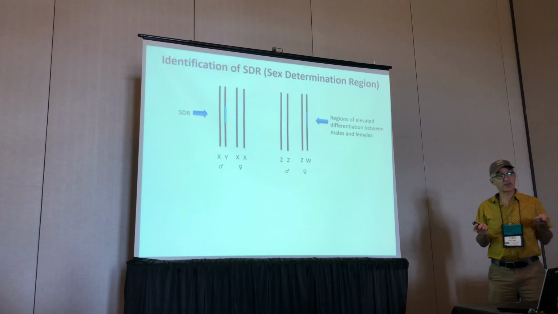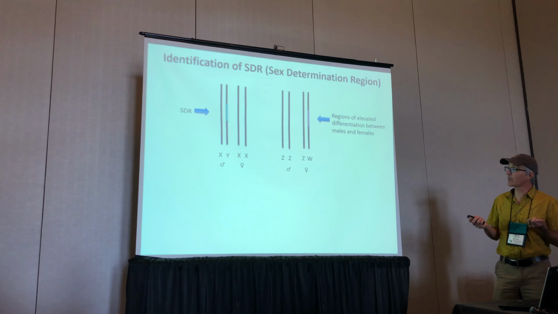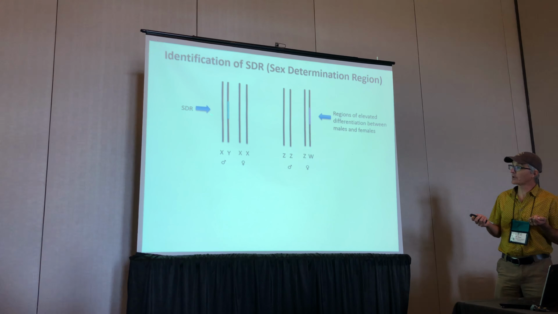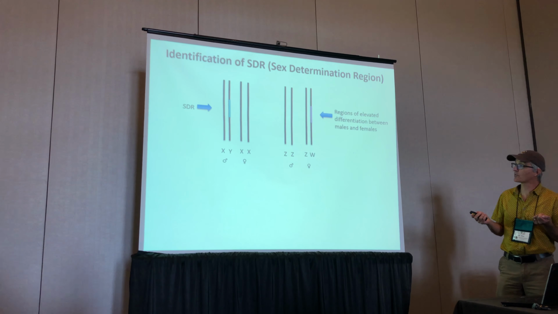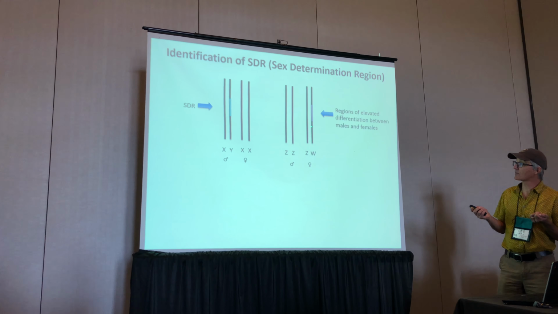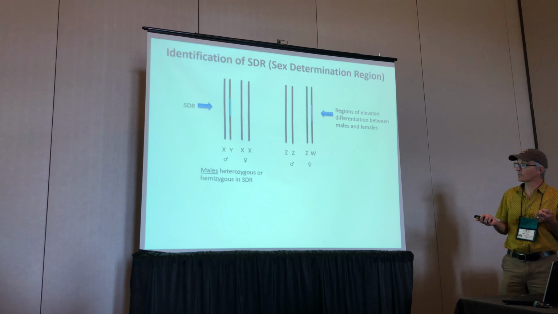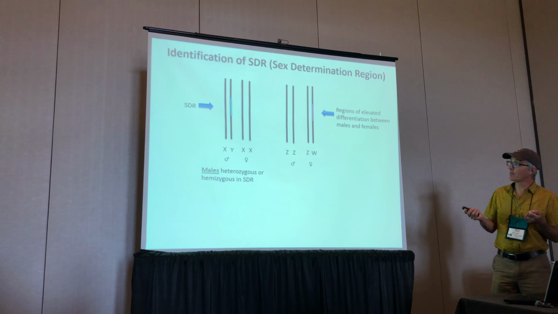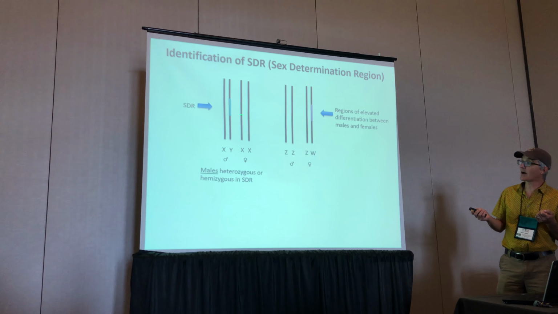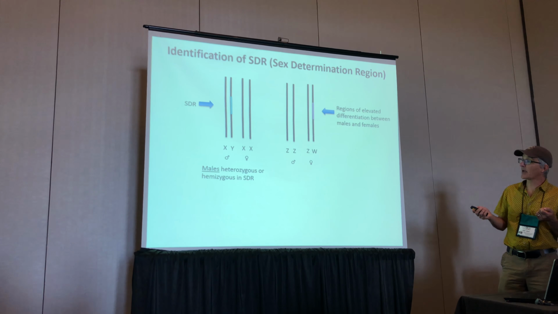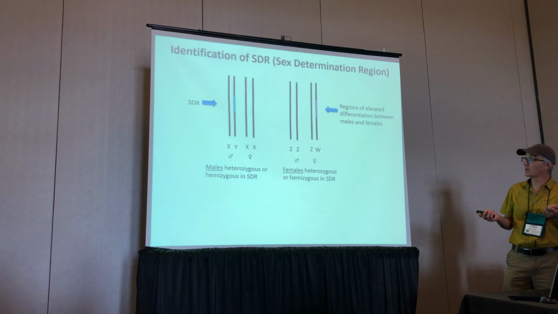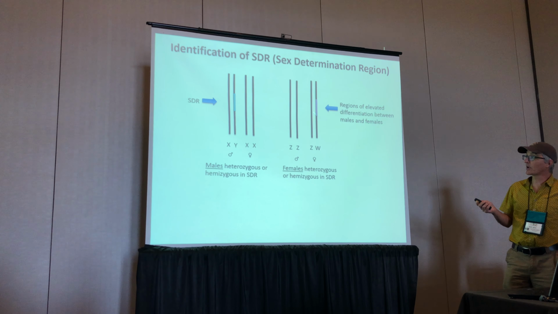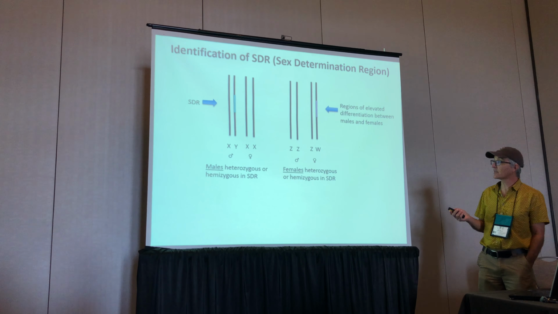The way we identify these different sex determination regions is basically we're looking for these differentiated regions of a sex chromosome. And so if it's an XY system, the male has 2 different chromosomes. And if it's a ZW system, the female has 2 different chromosomes. So the male would have excess heterozygosity in this region, and the female would have excess homozygosity in that region if it's an XY system. If it's a ZW system, the females would have excess heterozygosity in that region.